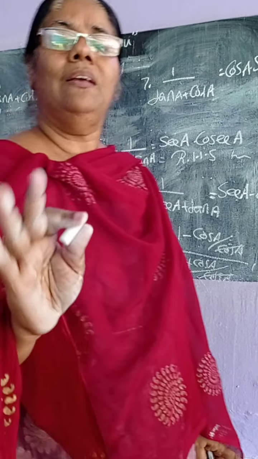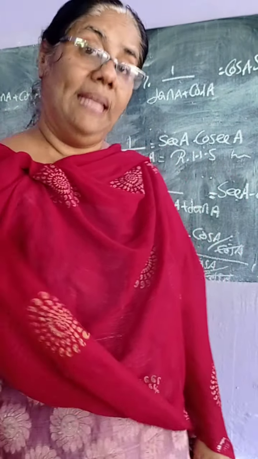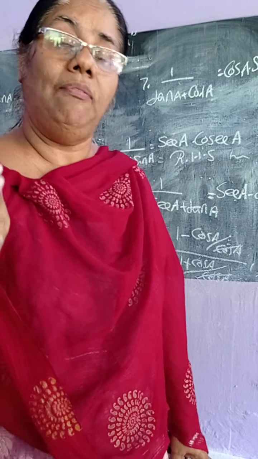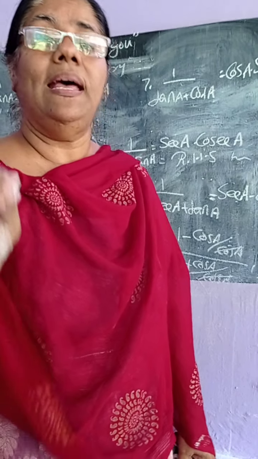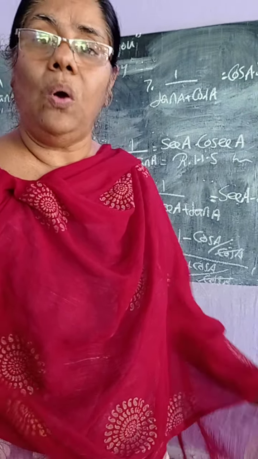Understand? Here, the question is given in sec, but the answer is given in cos. Therefore, the first step is to change the sec as 1 by cos.